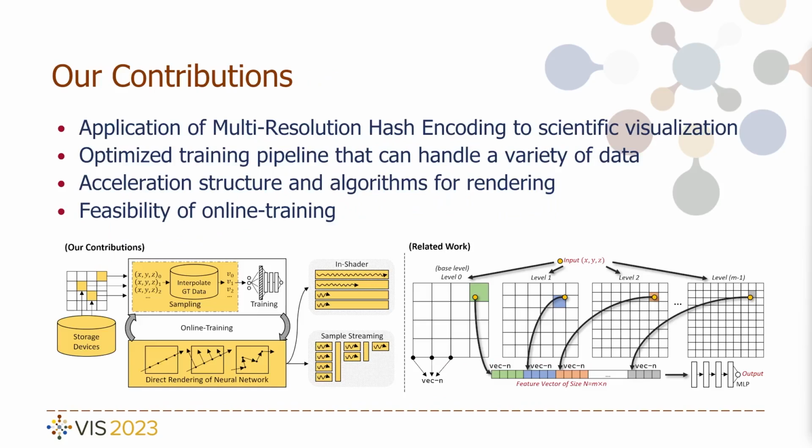This brings us to the contributions of our work. First, we pioneer the application of multi-resolution hash grid encoding to scientific datasets. Building on this, we've engineered a highly optimized training pipeline capable of accommodating diverse types of data. Beyond that, we've developed specialized acceleration structures and innovative rendering algorithms, enabling the direct rendering of the trained neural representation with advanced illumination effects. Lastly, we've ventured into the realm of online training, assessing its feasibility for real-time applications.